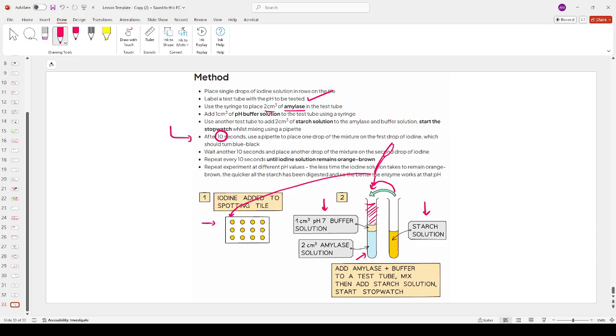Because the reaction has either taken place or it hasn't. Has the enzyme had a chance to do its job yet? The reason it's gone blue is because the enzyme hasn't done its job yet. Wait, what?